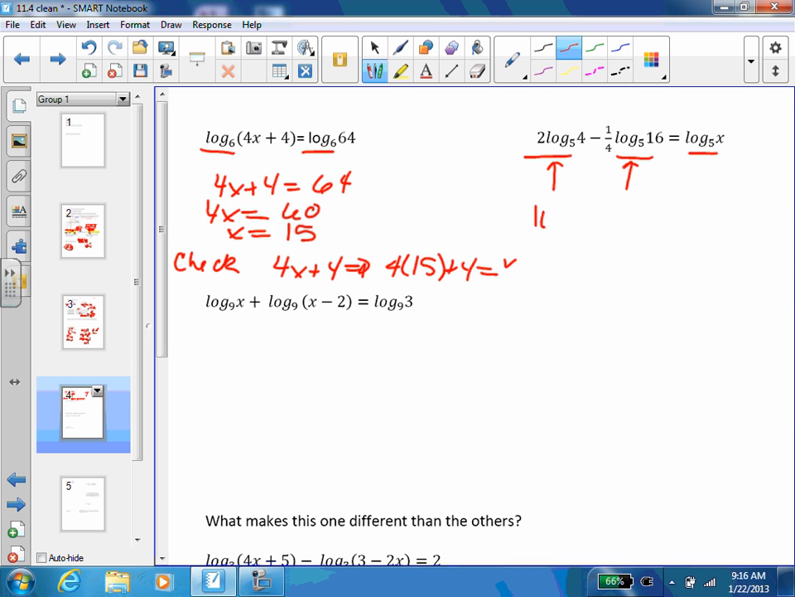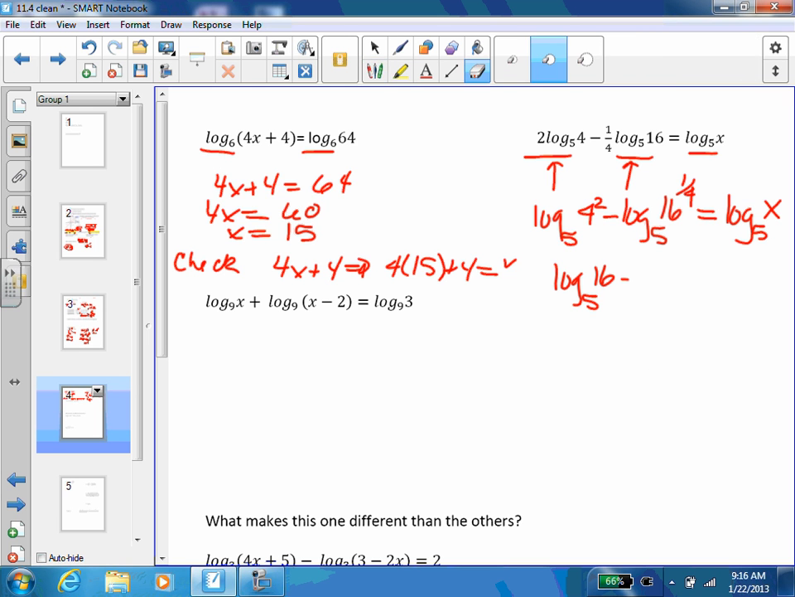Good. So we're going to say log base 5 of 4 squared minus log base 5 of 16 to the 1/4 equals log base 5 of x. Well, that's log base 5 of 16 minus log base 5 of 2 equals log base 5 of x. All right, what do I need to do now? You can't. Nope, I can't.